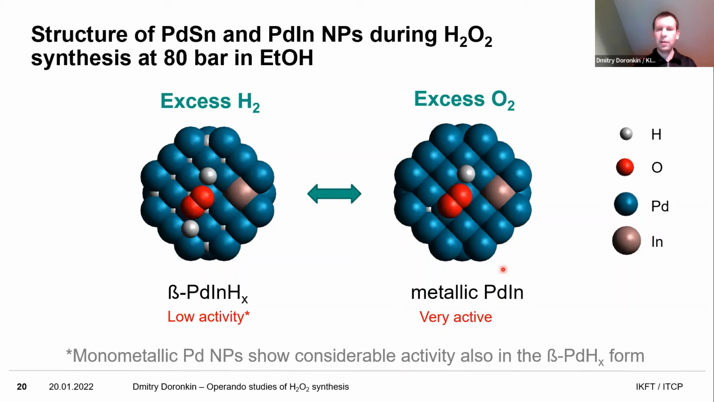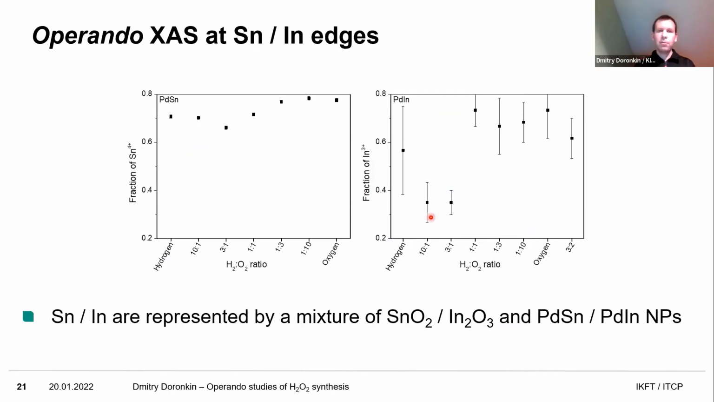So for the very active state metallic structure, we anyway have only a low amount of hydrogen. Maybe it's only surface hydride. If we now look at the data which we recorded at the second metal edge, be it tin K edge or indium K edge, we analyzed tin XANES. We did linear combination analysis, and we could see we have roughly 70% of tin as tin 4+, the rest was metallic tin, tin 0.